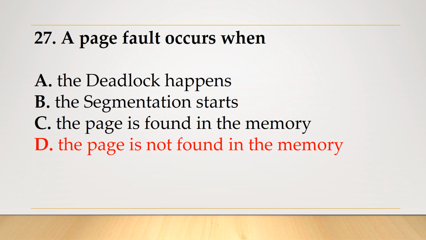A page fault occurs when: A. The deadlock happens, B. The segmentation starts, C. The page is found in the memory, D. The page is not found in the memory. So the right answer is D. The page is not found in the memory.